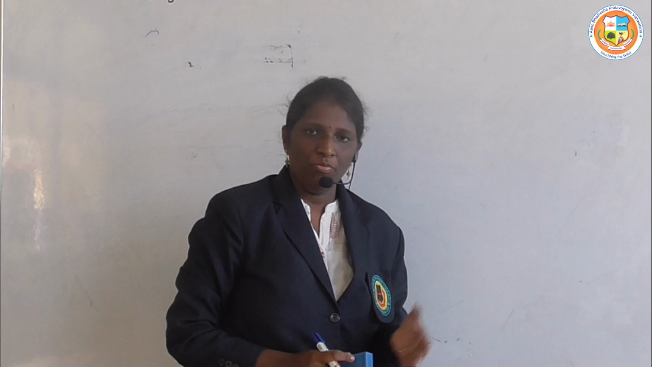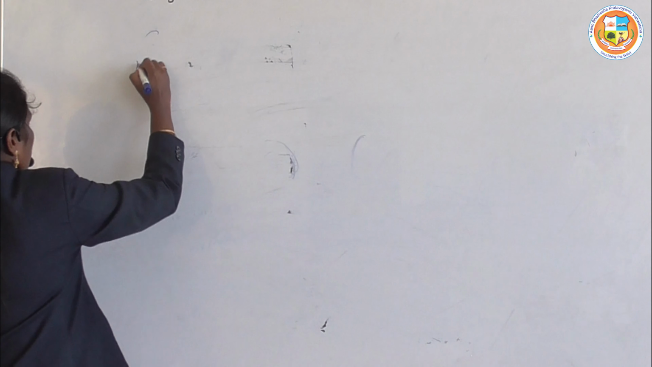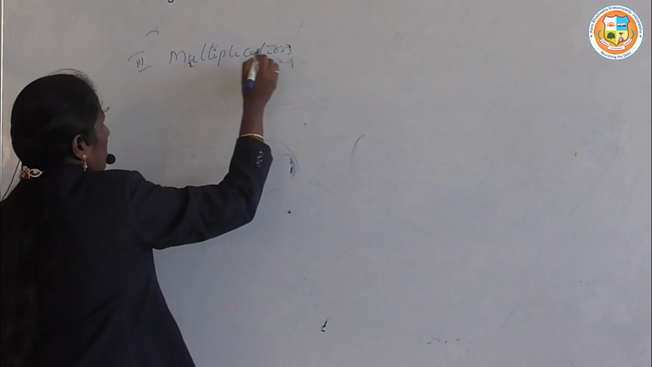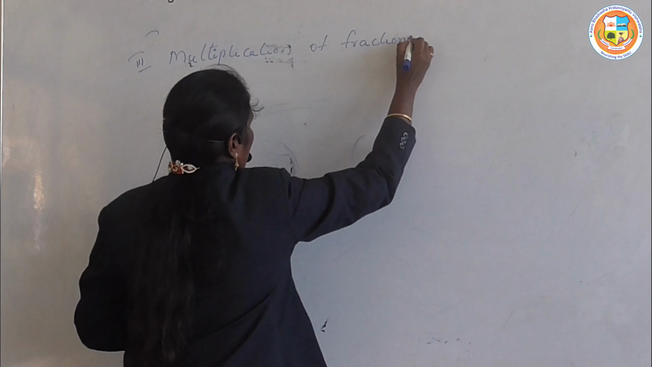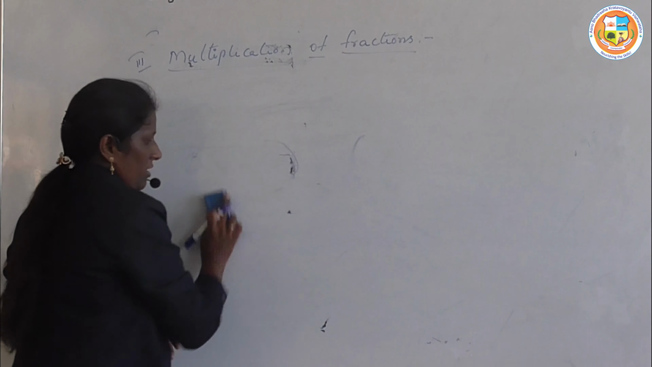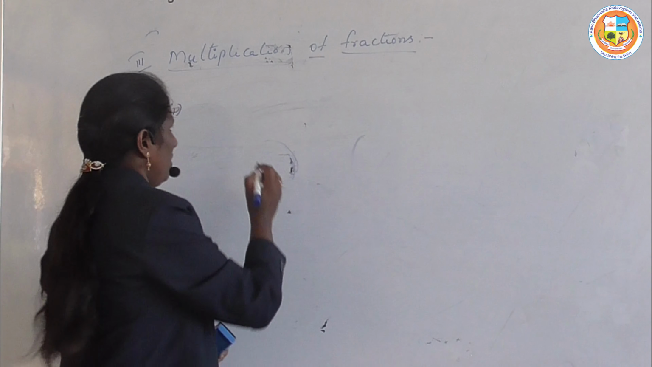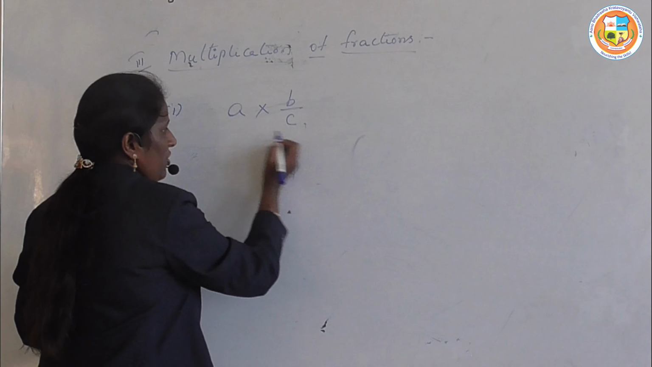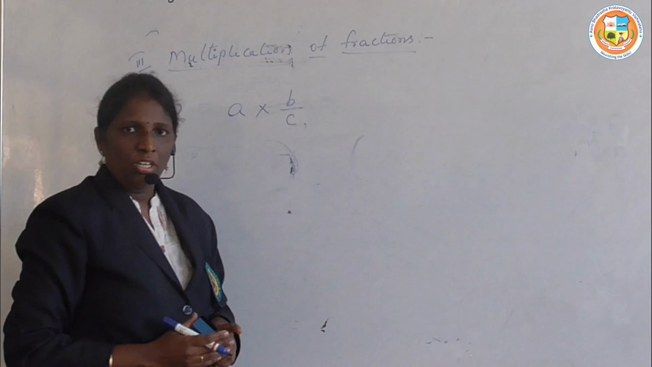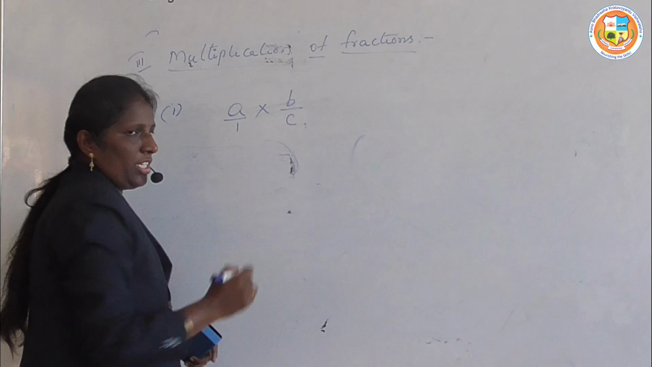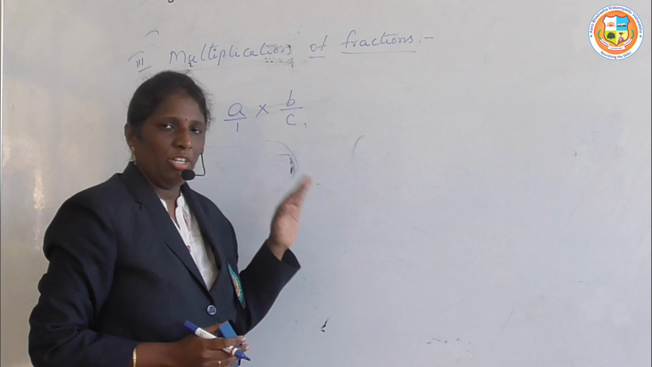Now subtraction is also the same, follow these rules. Next one is multiplications. Multiplications of fractions. Okay, here also there are two cases. First case is, for example, multiplying a whole number and a fraction. Here A is a whole number and is multiplied with a fraction, B by C, which is one fraction. Here every whole number is also a fraction. Why? Because if you write it like this, over 1, it is also a fraction.